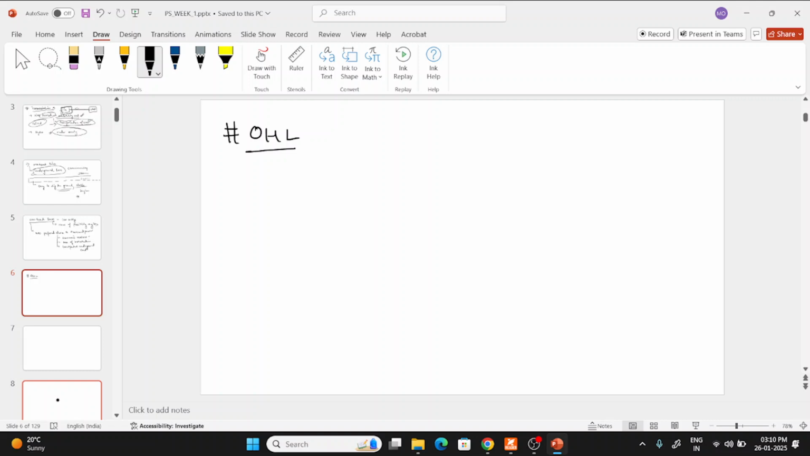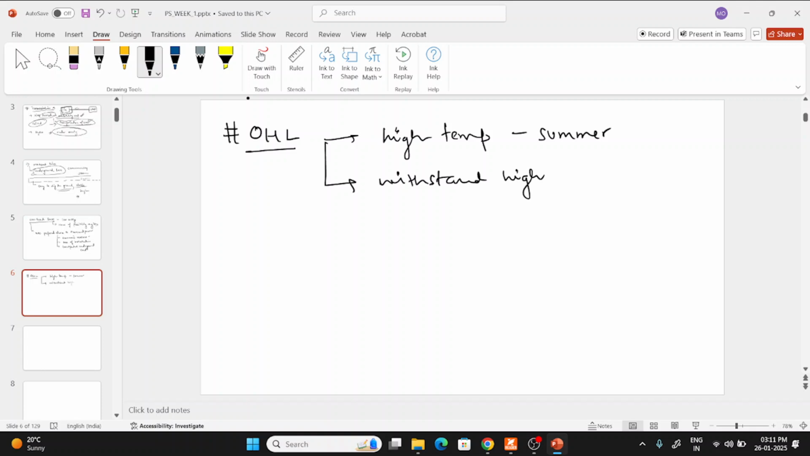But this does not mean that overhead lines will not be affected by the weather condition. They are also subjected to various uncertain weather conditions. Like in plain regions there will be high temperature in the summer season. They have to withstand that. They also have to withstand high speed winds, because in general the overhead lines have a high weight. So they have to withstand the high wind speed also.